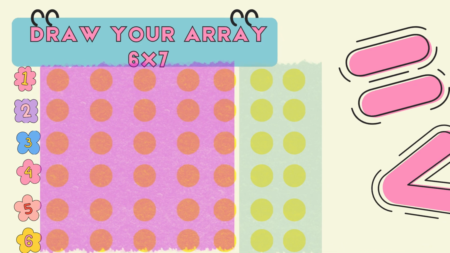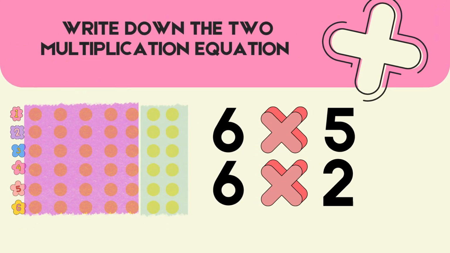Once we break it apart, we have to explain our multiplication. What's in the purple? We have 6 rows and 5 dots in the purple. That's why we have 6 times 5. In the green area, we still have 6 rows and 2 dots in each row. That's why we have the multiplication 6 times 2.